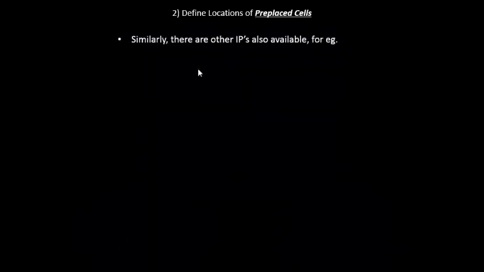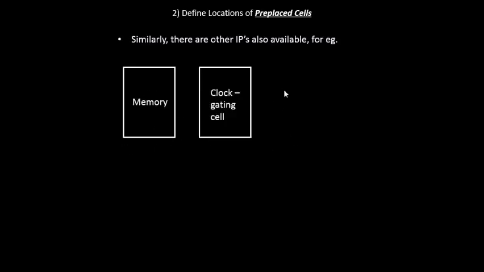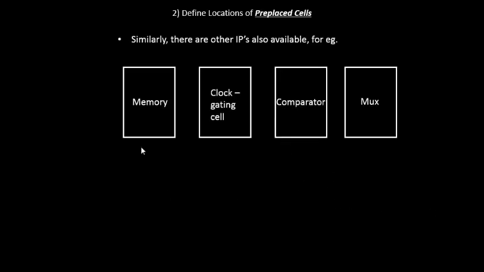Now, for example, there are other IPs readily available in the market. You can have something like memory, a complex clock gating cell, a comparator, or a mux. All of them can be implemented once and instantiated multiple times onto a netlist.